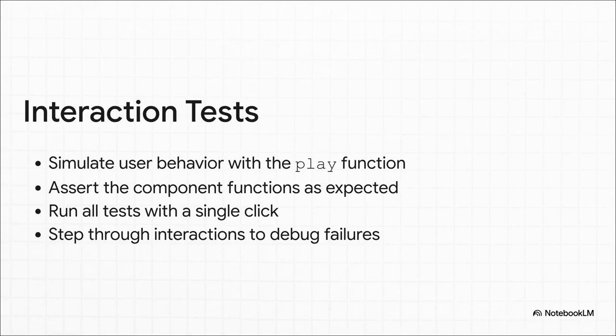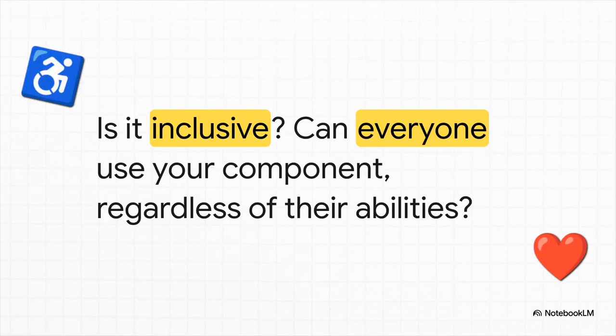That's where interaction tests come into play. You use a simple play function to write scripts that basically act like a user, clicking things, typing into fields. Then you just assert that the component behaves the way you expect. And here's the really cool part. Thanks to that new Vitest integration, you can run all of these tests across all your stories with a single click. And if something breaks, no problem. You can literally step through each interaction to see exactly where it failed. It's fantastic for debugging.